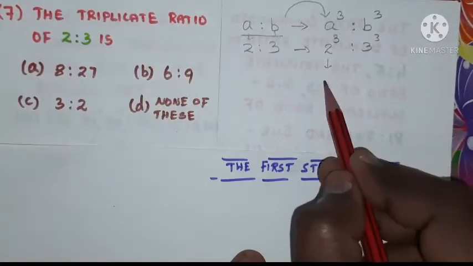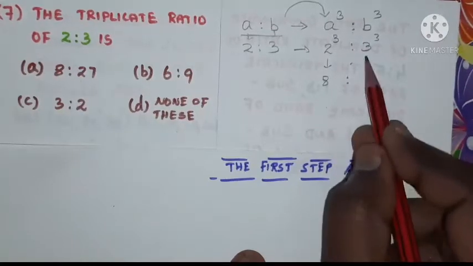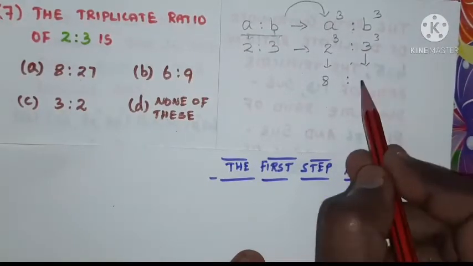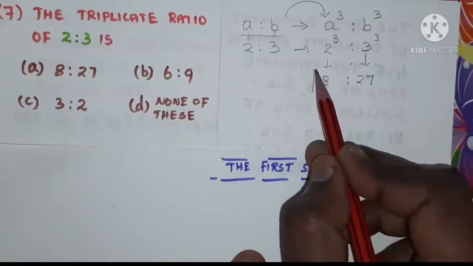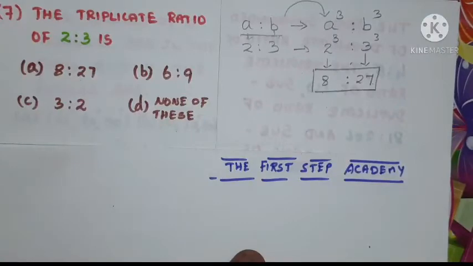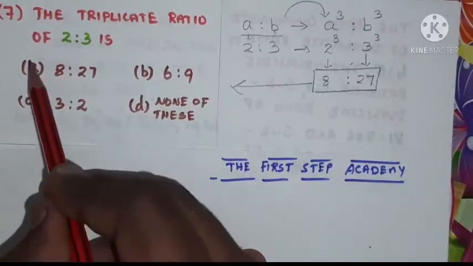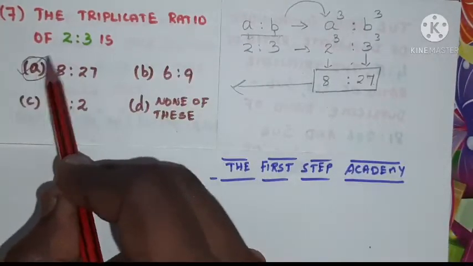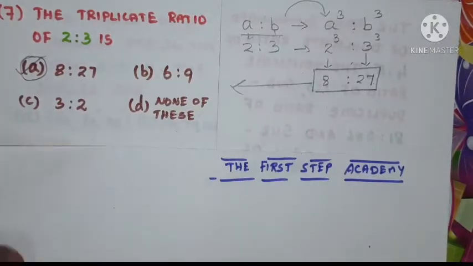2 cube is 8, 2 into 2 into 2, 8 is to, where 3 cube is 3 into 3 into 3, so 3 3s are 9, 9 3s are 27, so 8 is to 27. So 8 is to 27 is the right answer for this particular problem. So option A is the right answer for this, right? Good. We'll go to the next, the eighth one.